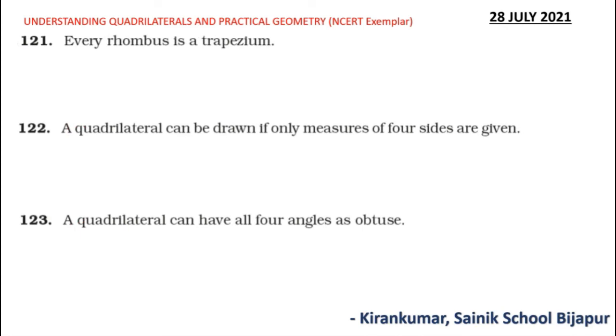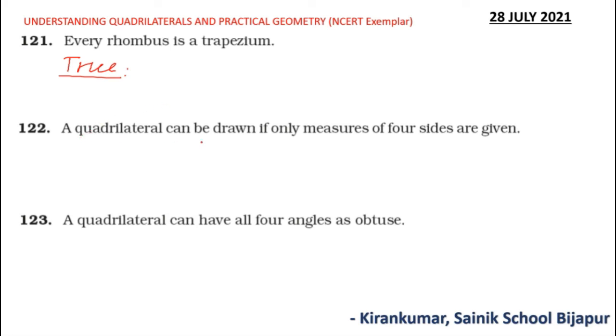Question 121. Every rhombus is a trapezium. This is true because one pair of opposite sides is parallel. Whatever the properties are for a trapezium, they are all true for a rhombus.